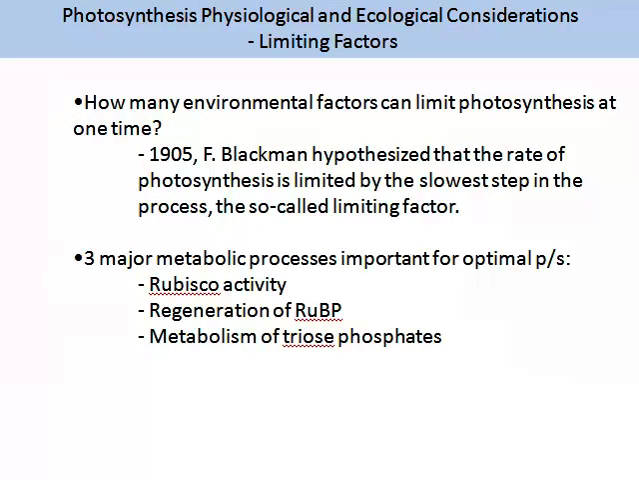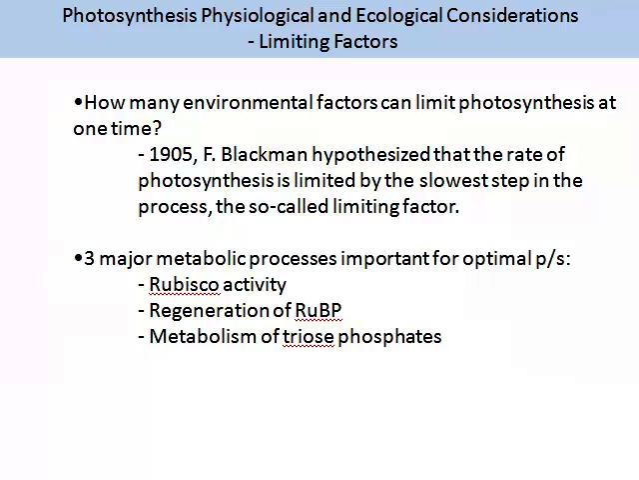A limiting factor is a factor or condition that either temporarily or permanently impedes photosynthesis. In 1905, it was Blackman who hypothesized that the rate of photosynthesis is limited by the slowest step in the process, and he termed this the limiting factor.